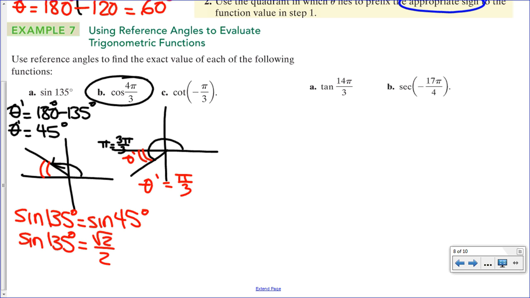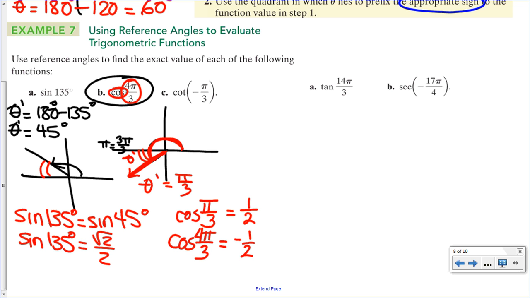Okay, so do we know the sine of pi over, I'm sorry, not the sine, but the cosine? 1/2. So the cosine of pi over 3 is 1/2. Now, let's just check. Because we still need to consider this angle, the terminal side is in which quadrant? 3. So is the cosine positive or negative? Negative. So then we'll say the cosine of 4 pi over 3 is negative 1/2. So it will be the same as pi over 3, but negative instead.